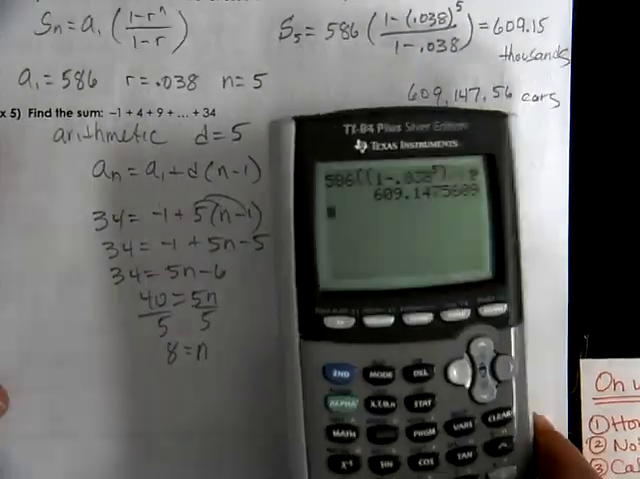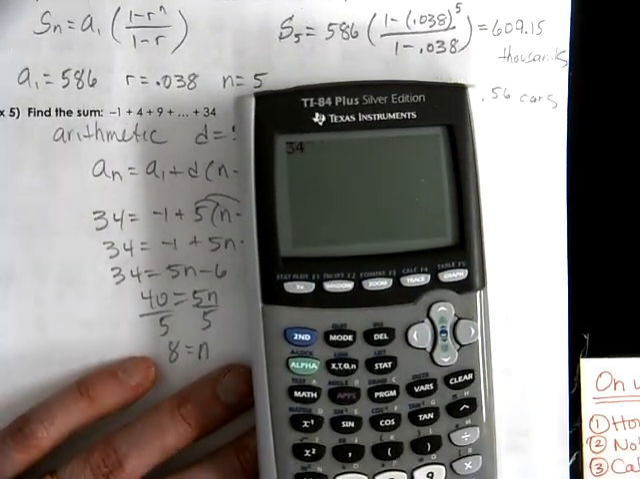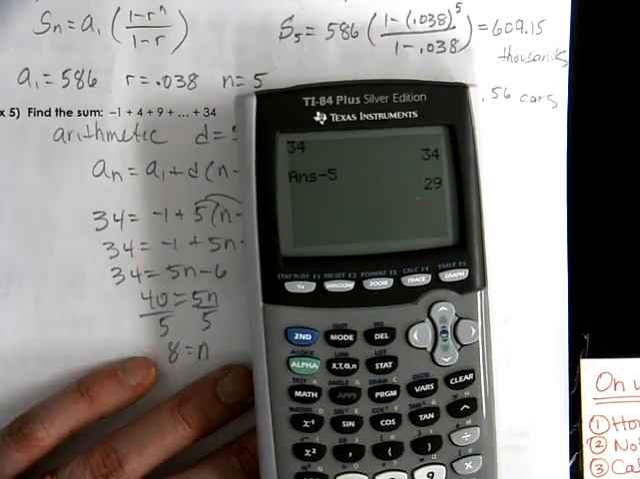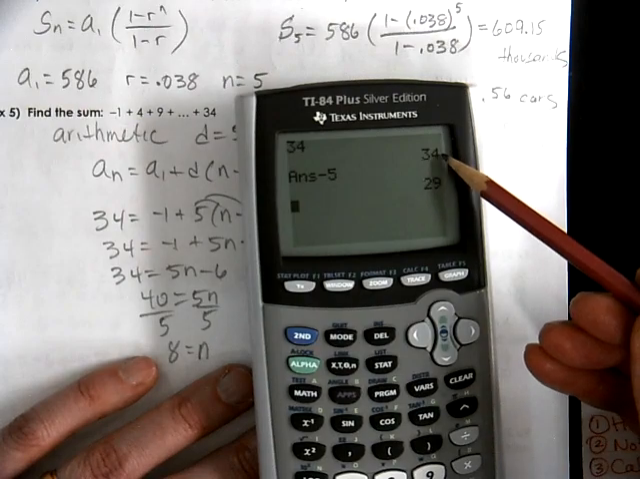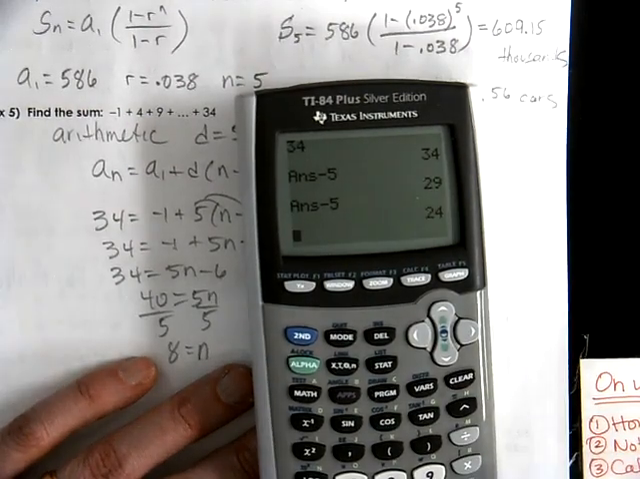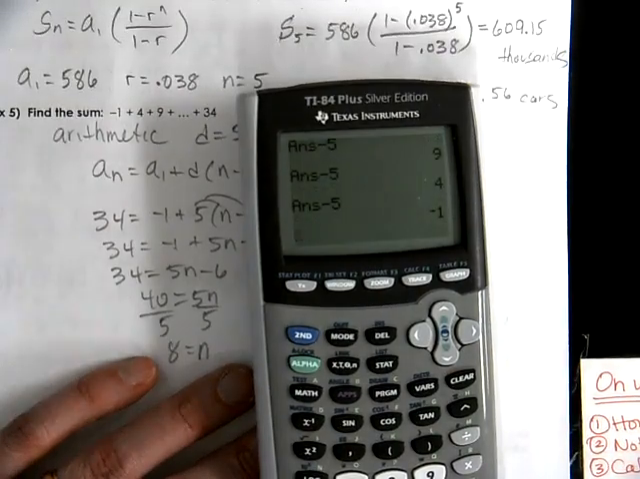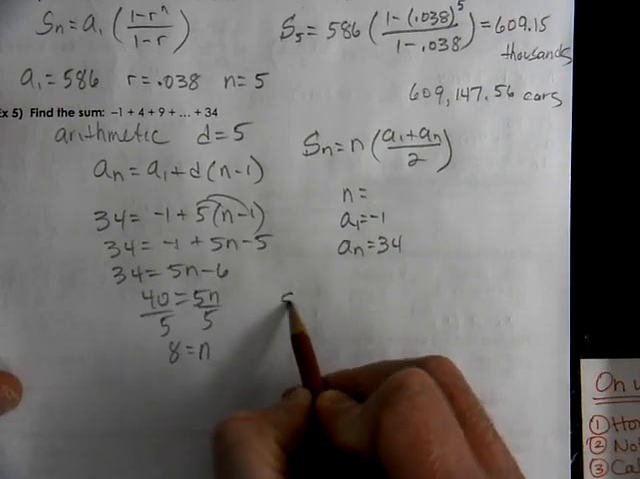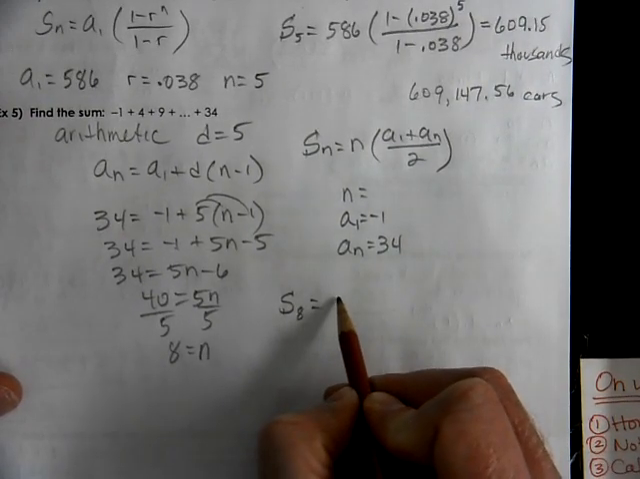One way we could test that is to start with 34 and subtract our 5 each time. So that would be our last term. So 1, 2, 3, 4, 5, 6, 7, and our 8th term. So that does make sense. So we're finding 8 different terms.